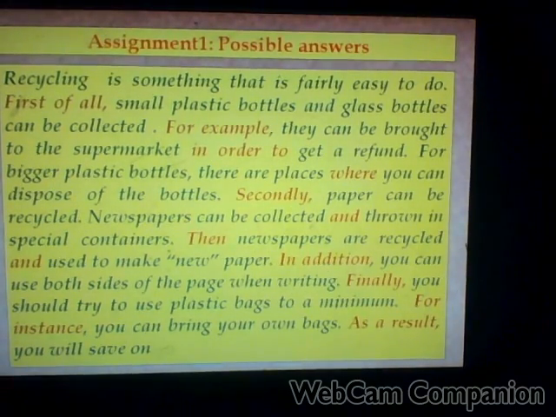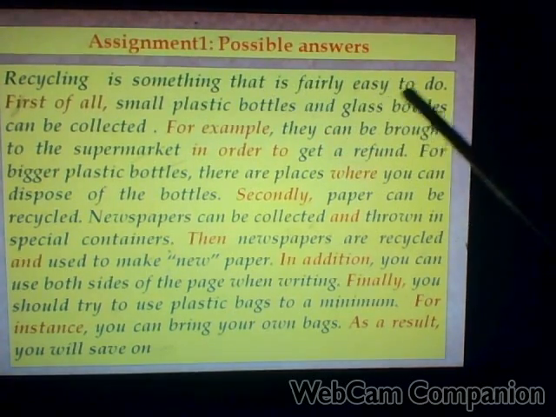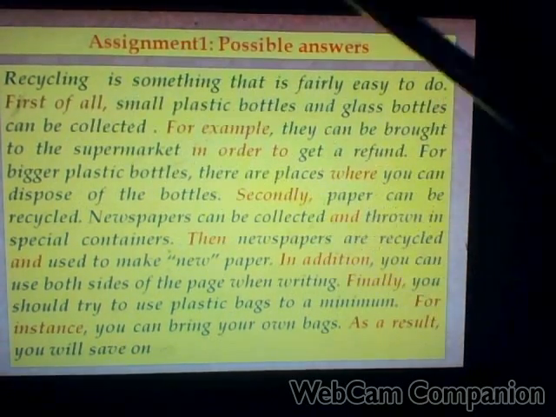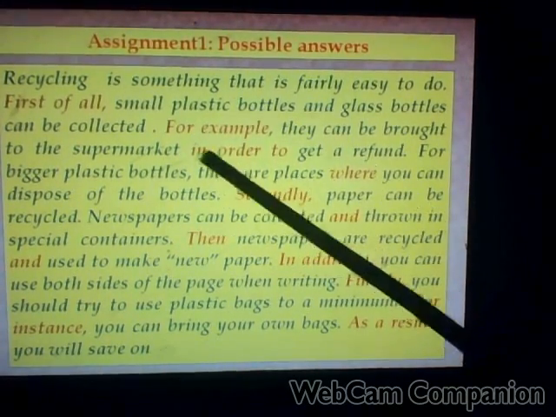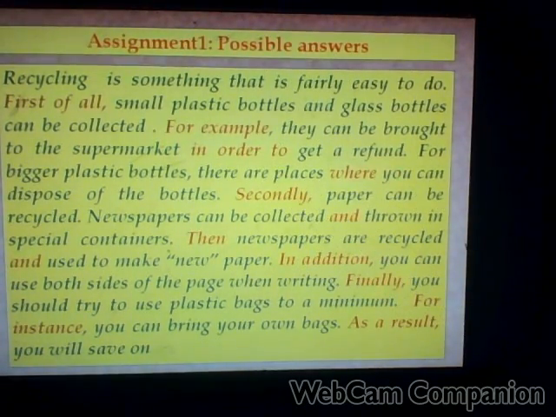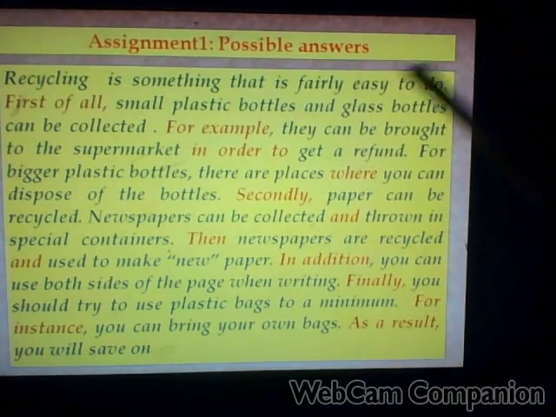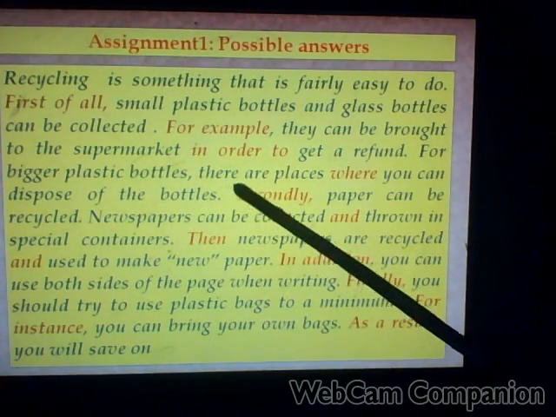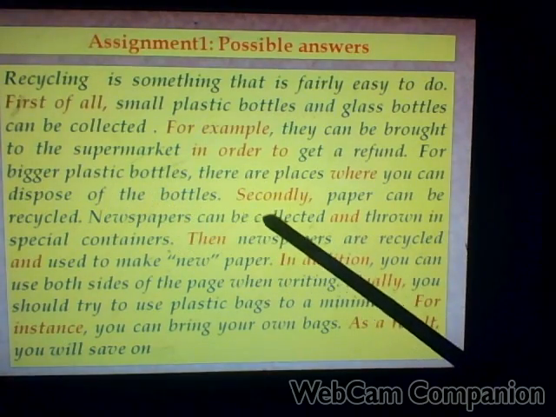Dear students, try to find out the connectors here. Recycling is something that is fairly easy to do. First of all, small plastic bottles and glass bottles can be collected. For example, উদাহরণস্বরূপ, they can be brought to the supermarket in order to get a refund. For bigger plastic bottles, there are places where you can dispose of the bottles.